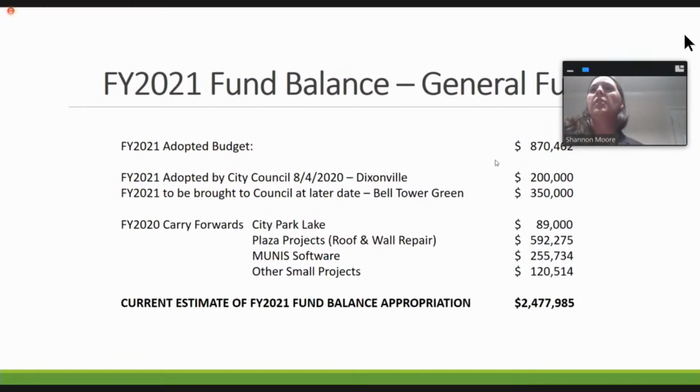And so based on the current information that we have to date, we're looking at a fund balance appropriation in the current fiscal year for FY 2021 of approximately $2.47 million.